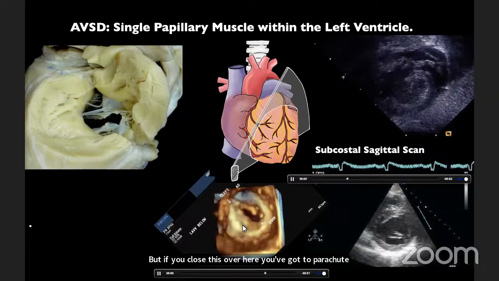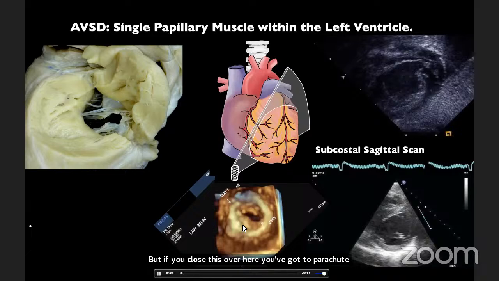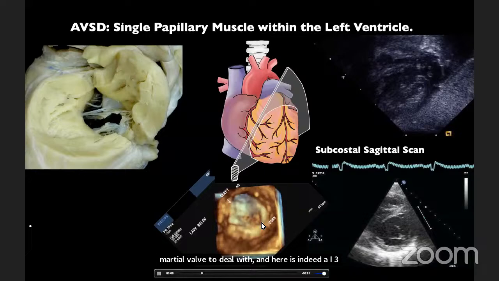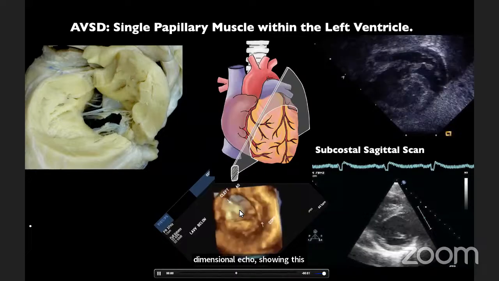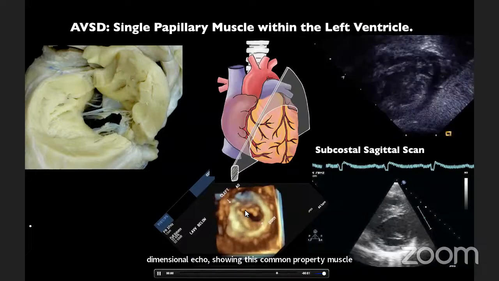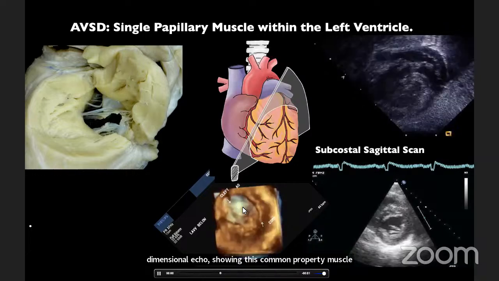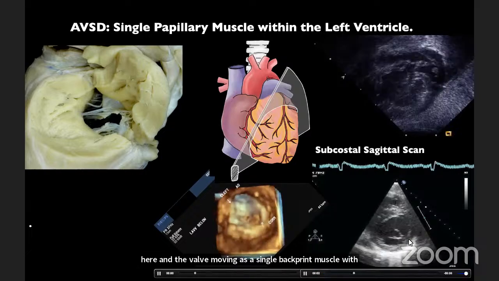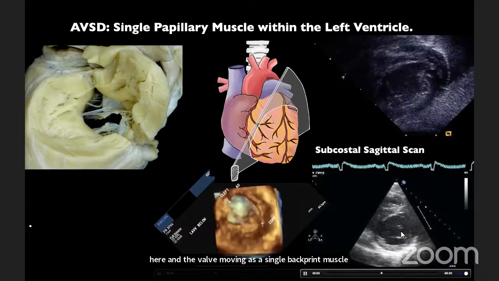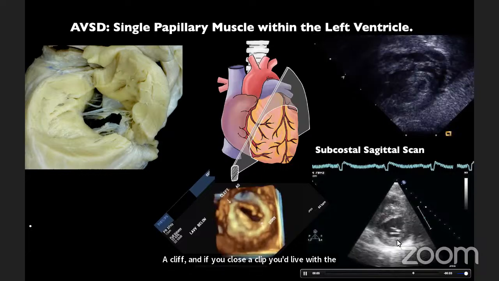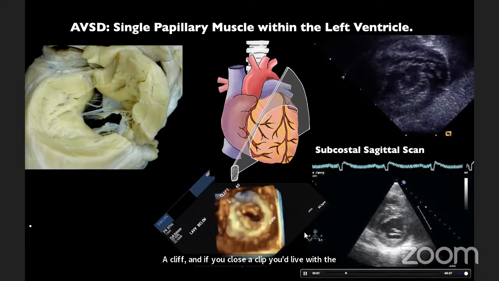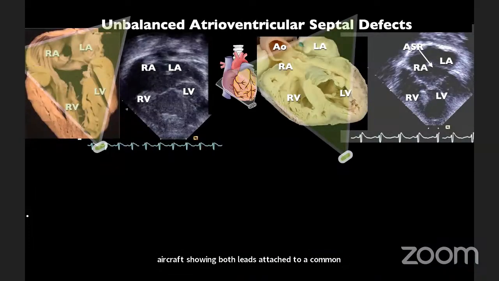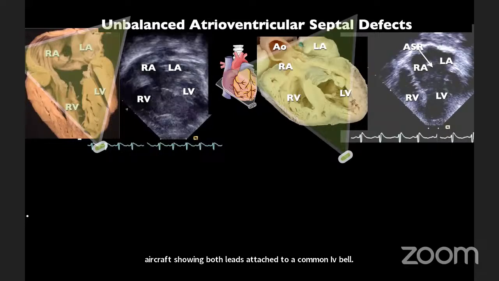And here is indeed a three-dimensional echo showing this common papillary muscle here, and the valve moving as a single papillary muscle with a valve here and with a cleft. And if you close the cleft, you're left with the parachute mitral valve. And here's a two-dimensional echo showing both leaflets attached to a common AV valve. So single papillary muscles are something to beware of in this condition.